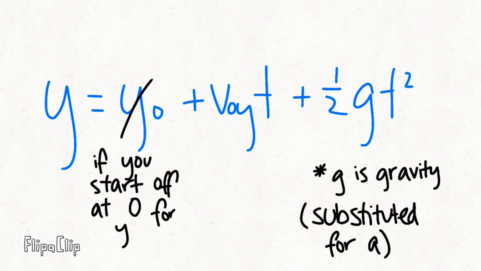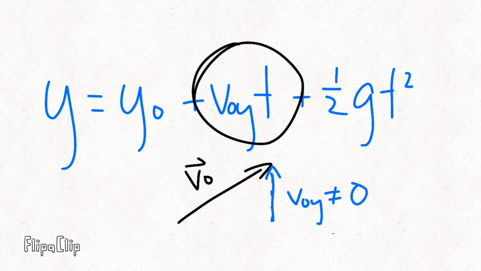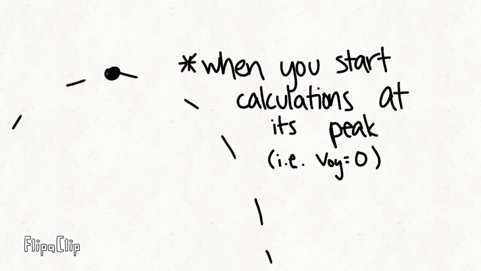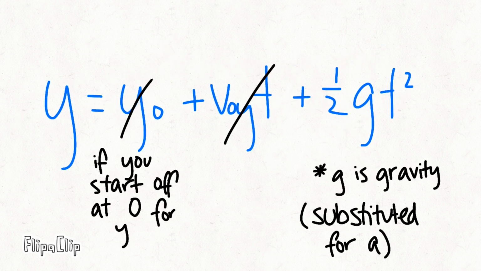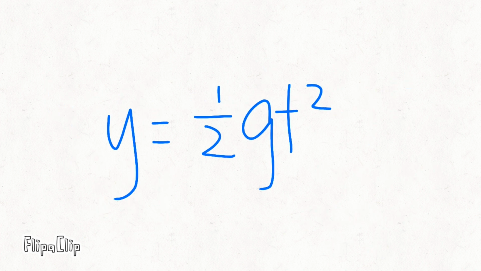The kinematic equation for y is also the chunky one, but it's not as clear-cut as the x. You might have to use the full equation if you're given an initial velocity that's not 0 for y, but when you're dealing with a scenario where you're calculating the object at its peak, that is when the y velocity is 0, so you can just use the 1/2 gt squared part of the equation.